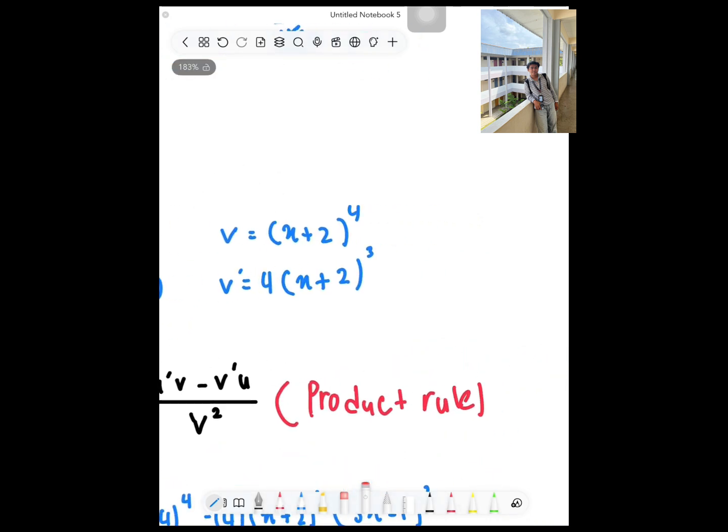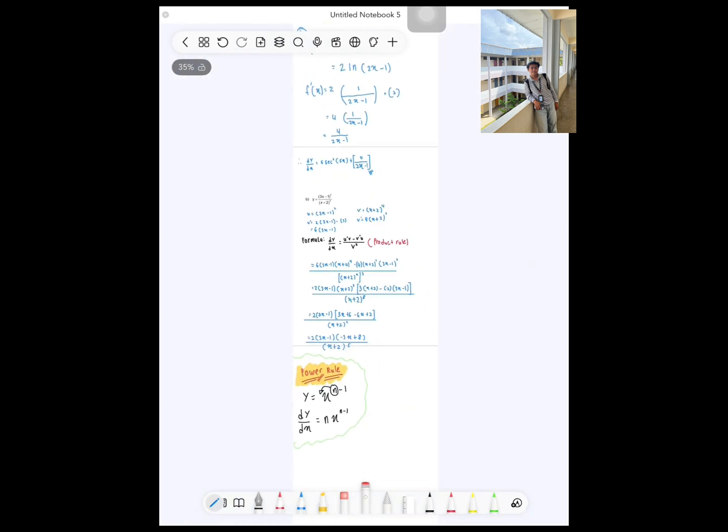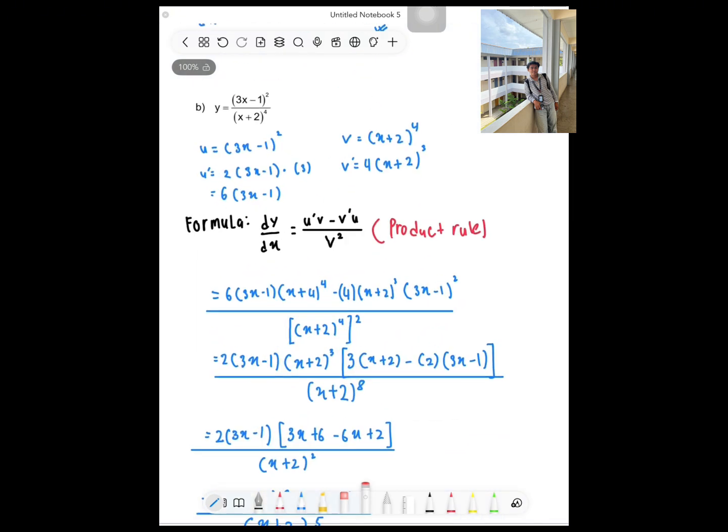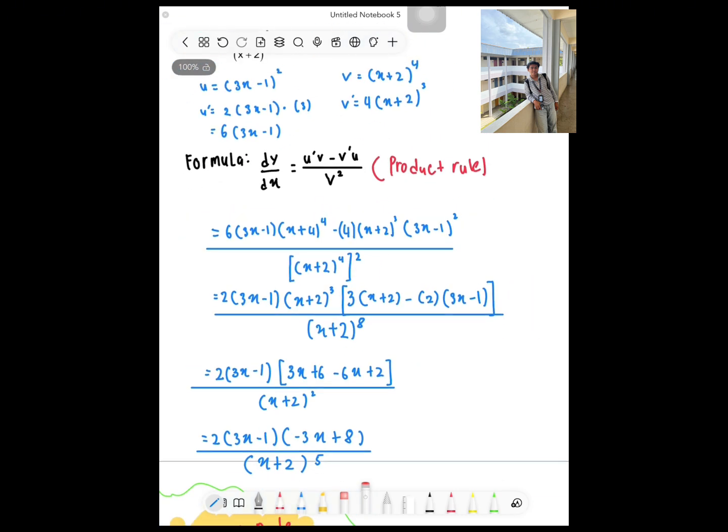V, we have v equal (x plus 2) power 4. So v prime is 4(x plus 2) power 3. We use the power rule too. So we use the quotient rule. dy over dx equal (u prime v minus v prime u) over v squared. So here, we have 6(3x minus 1) times (x plus 2) power 4 minus 4 times (x plus 2) power 3 times (3x minus 1) square, over ((x plus 2) power 4), and all of this power becomes square.